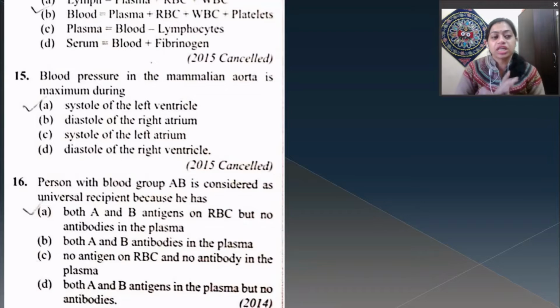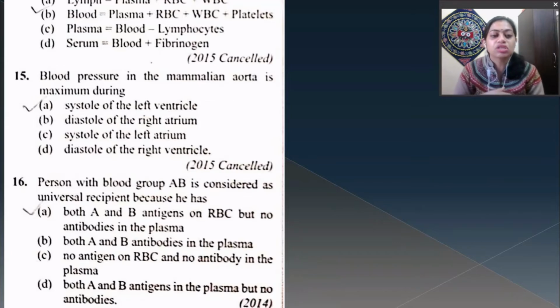Next, question 15. Blood pressure in the mammalian aorta is maximum during systole of the left ventricle, diastole of the right ventricle, systole of the left atrium, or diastole of the right atrium. So when will the pressure in the aorta be highest? When there is systole of the left ventricle, right?